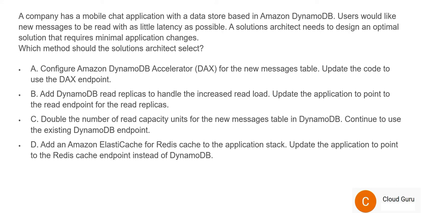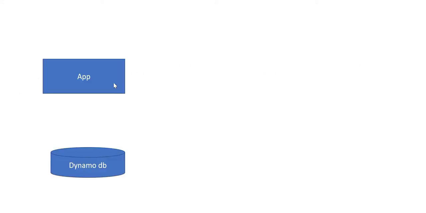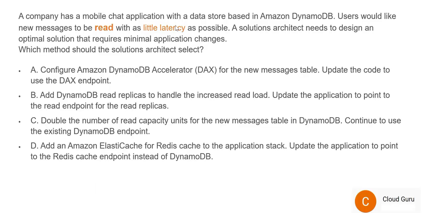So here's a question. You have an app and the database is DynamoDB, and you have a problem. The problem statement here is you want lowest latency for reads. Okay, I marked this in bold because whenever I see reads and whenever I see latency, thumb rule. Reads and latency. What is the thumb rule? Anybody can recollect? Whenever you see reads and you want lowest latency, always use cache.